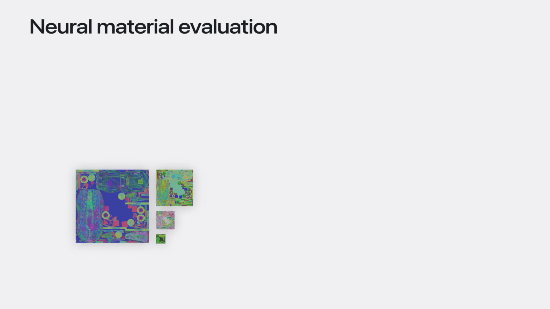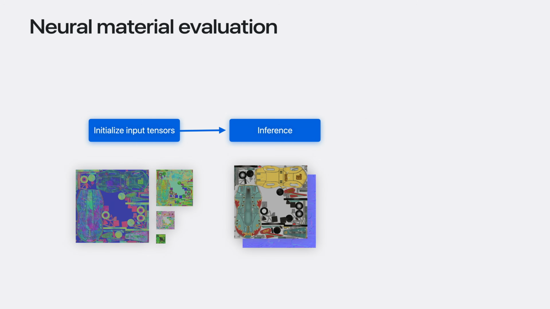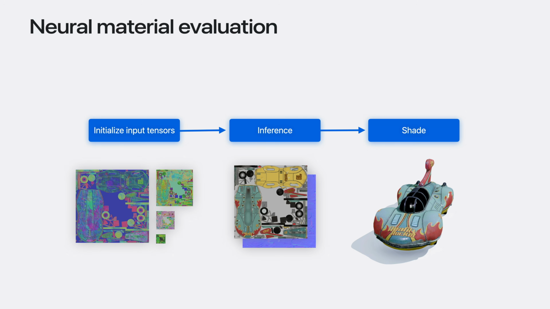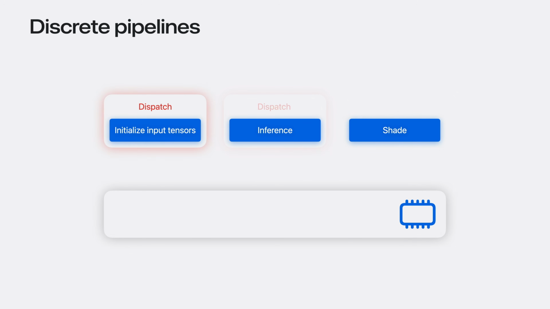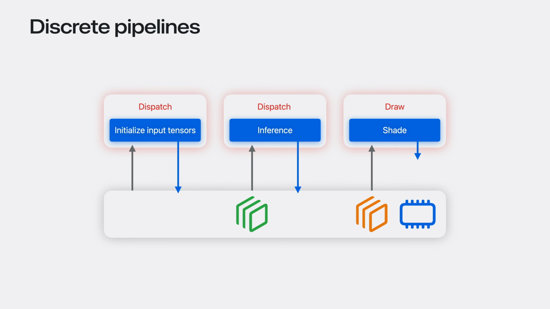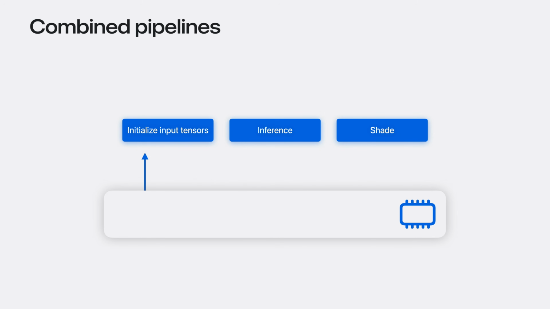For example, neural material evaluation replaces traditional material textures with latent texture data. Your app samples those latent textures to create input tensors, performs inference using the sampled values, and uses the final output to perform shading. Splitting each step into its own pipeline is inefficient, since each step needs to sync tensors from device memory, operate on them, and sync outputs back for later operations. To get the best performance, your app should combine these steps into a single shader dispatch so that each operation can share common thread memory.